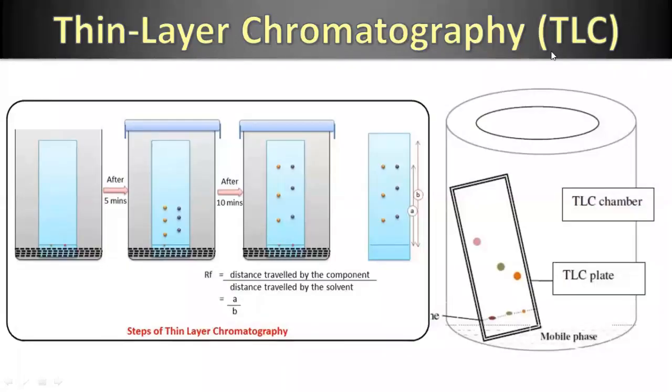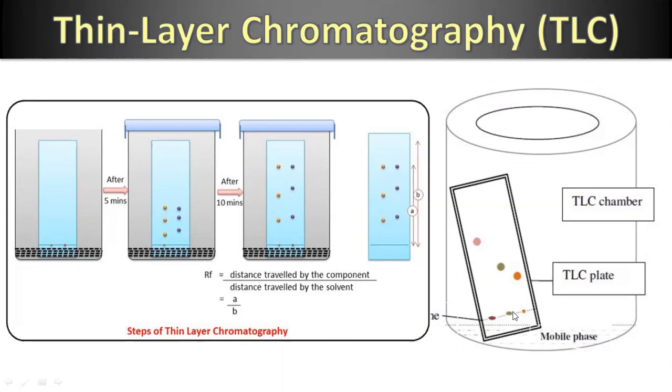Thin layer chromatography, as the name suggests, uses a thin layer of stationary phase. A thin layer of adsorbent is coated on a glass plate or an aluminium plate, and on this thin layer plate we make a baseline. On that baseline we spot a mixture of compounds.